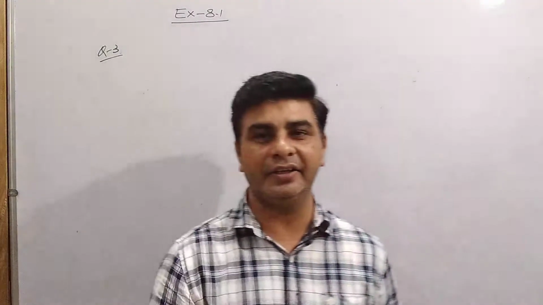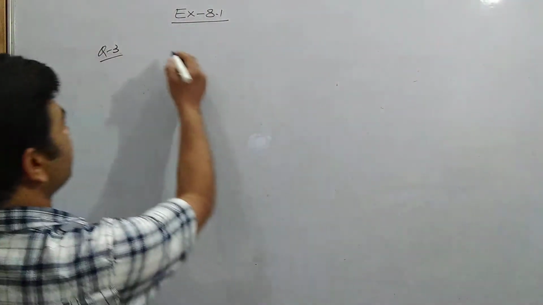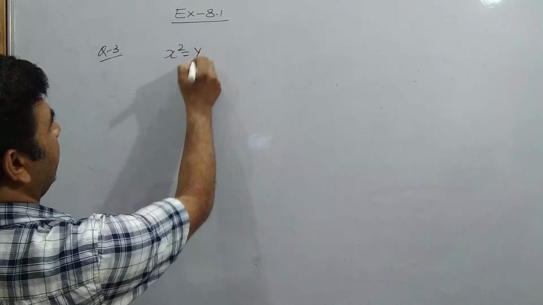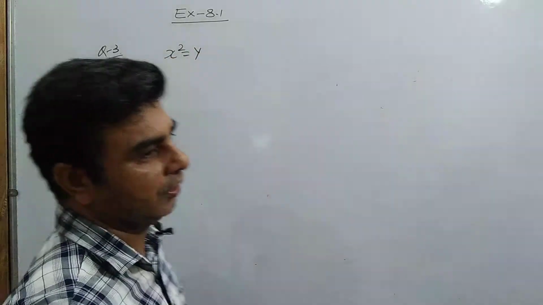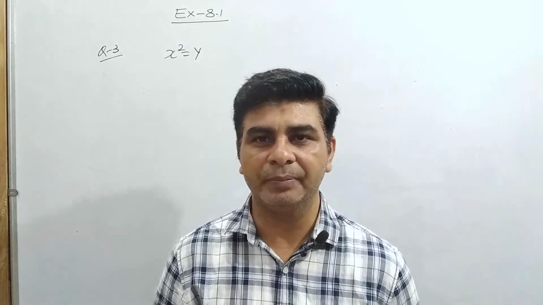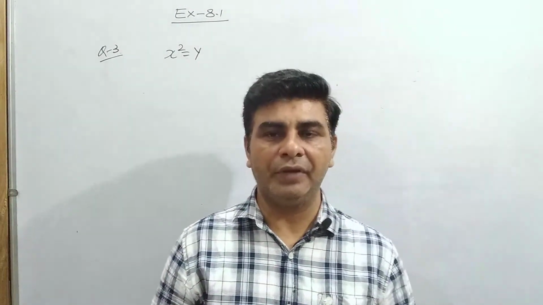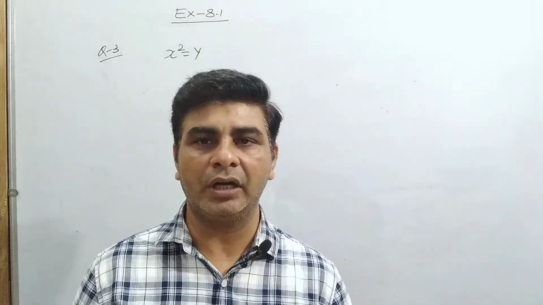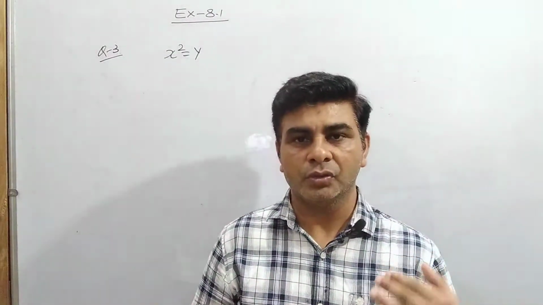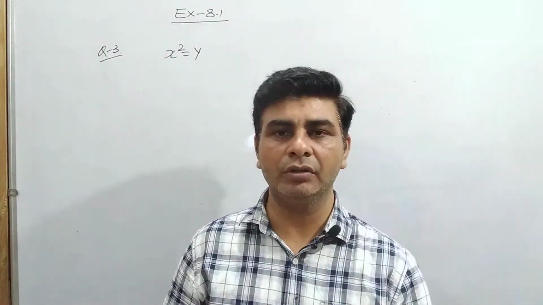My dear, first of all you have to examine which type of curve is given to you. We are given x square is equal to y, and you know very well this curve is an upward parabola. If square of x is there, then this is along the y-axis. If square of y is there, this is along the x-axis.